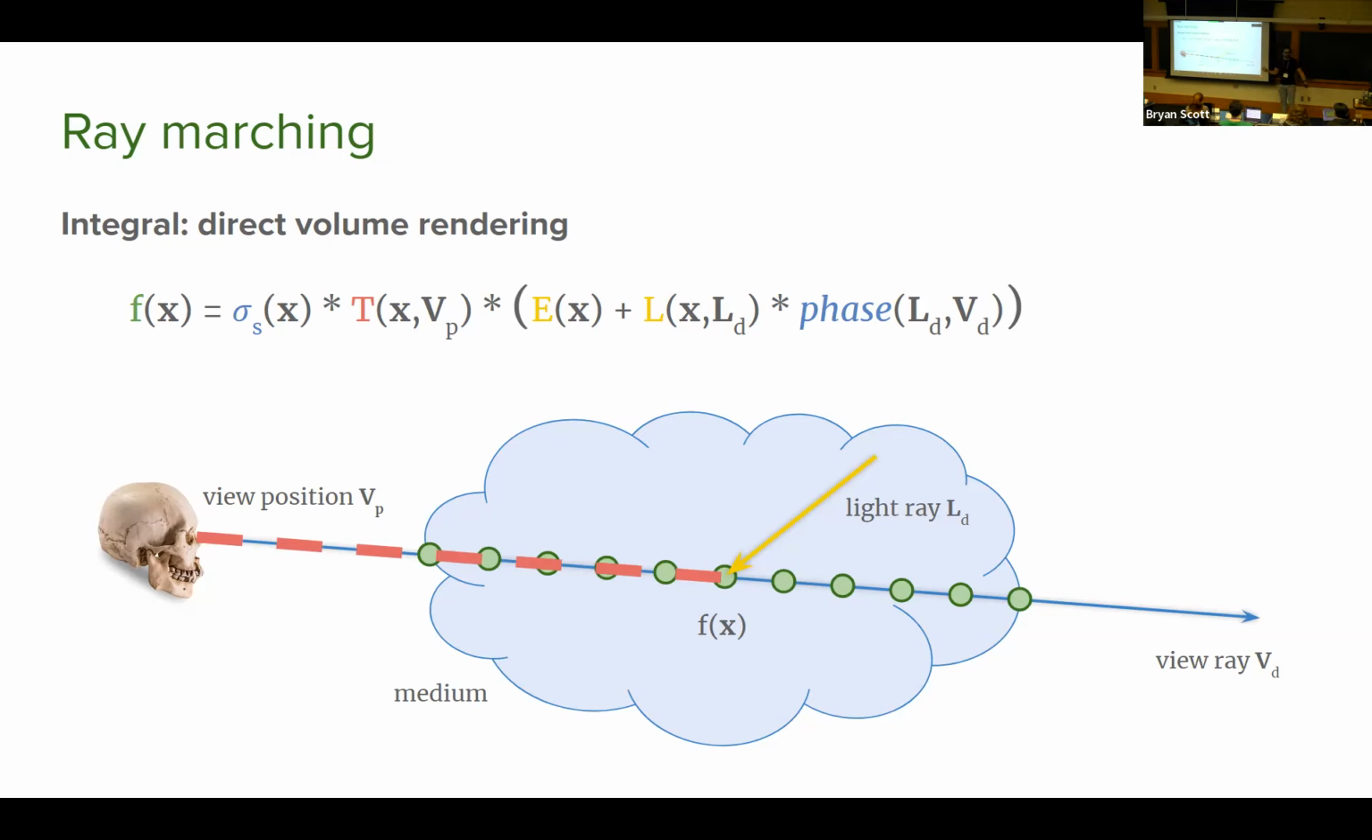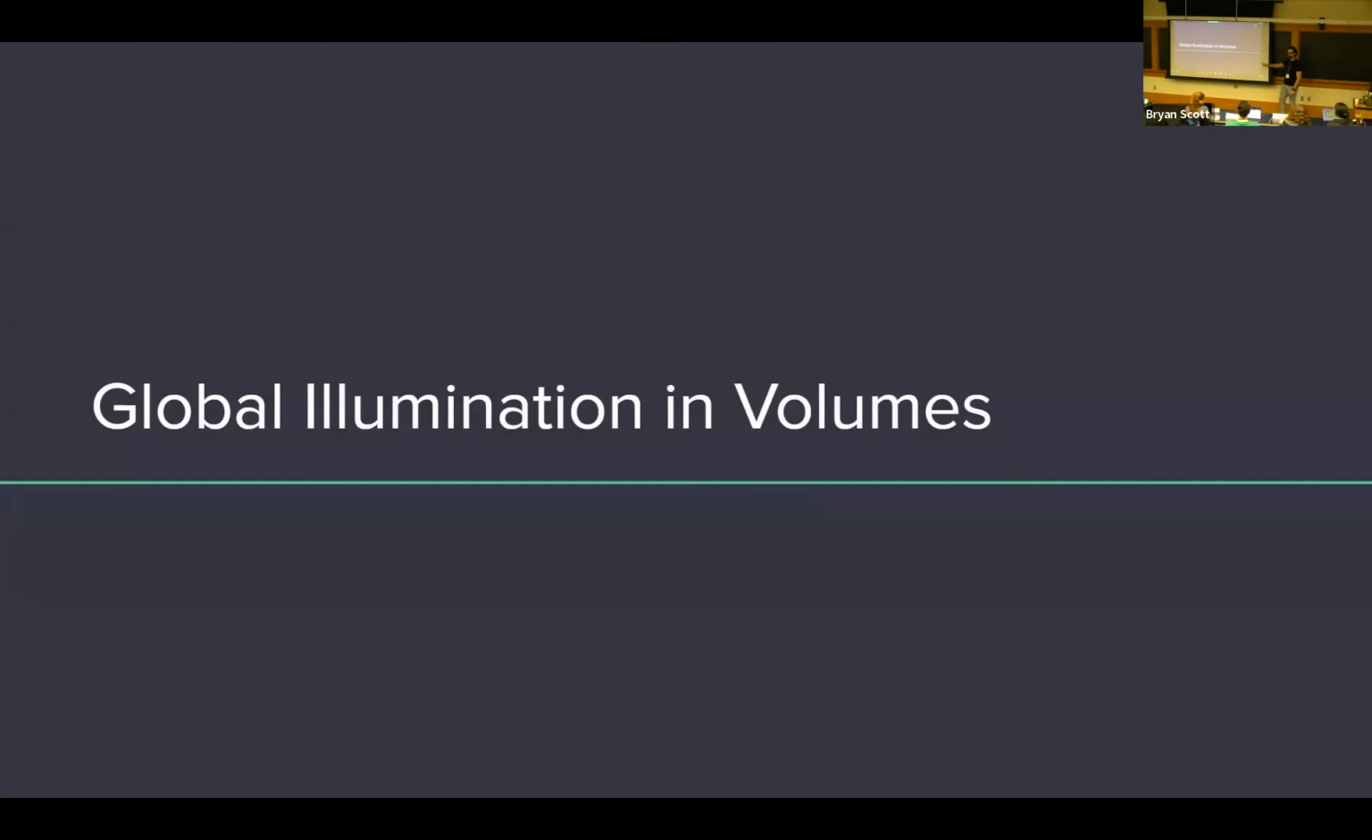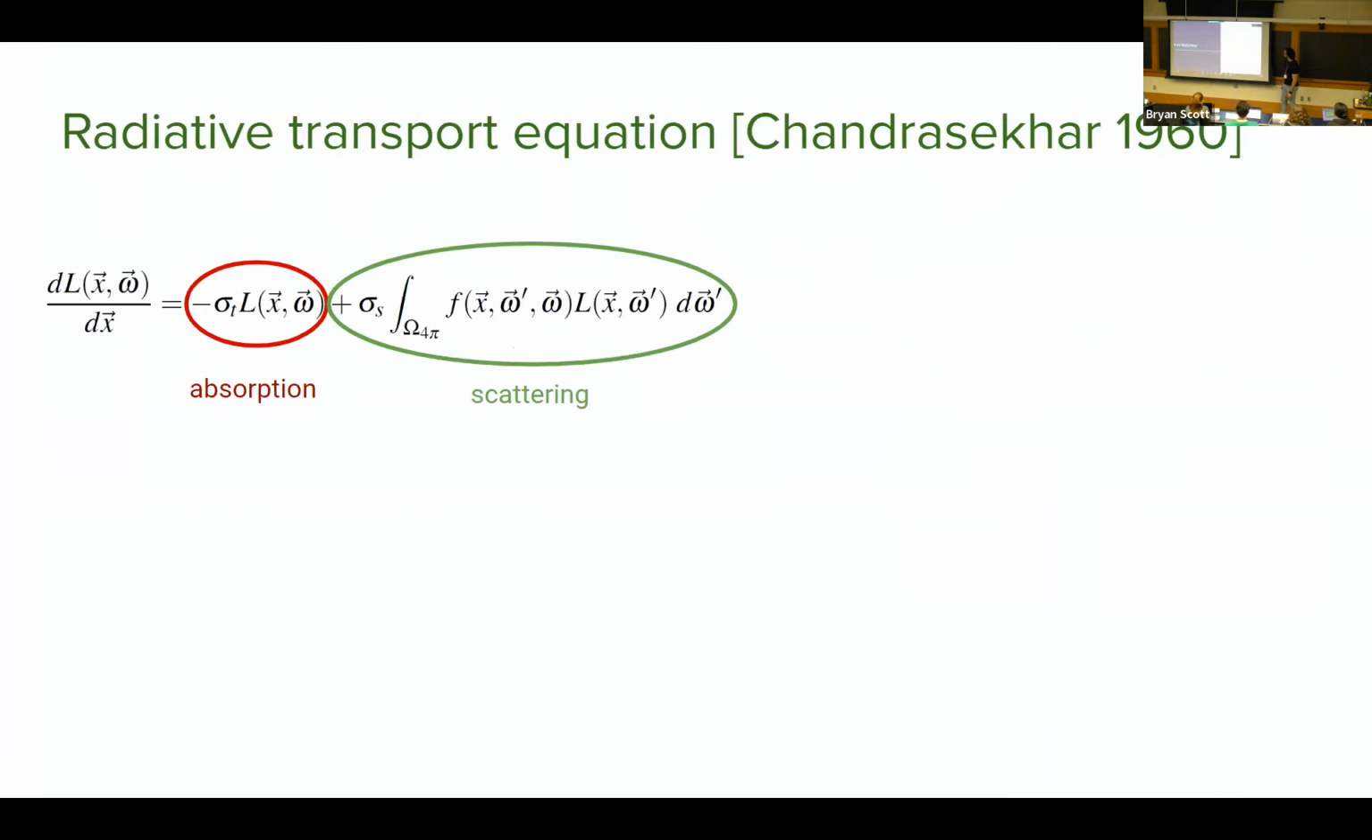Yeah, and that's it. This is volume rendering. So this is volume rendering without multiple scattering, so without the global illumination. So what about global volumes? Well, again, we have a whole course on this. So just very quickly, this here is the radiative transfer equation, developed by Chandrasekhar in 1960.